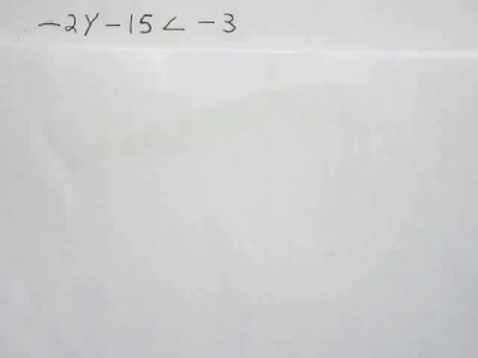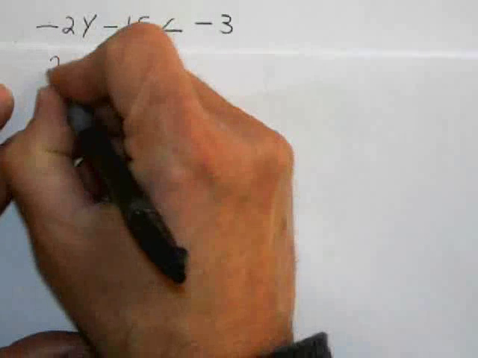In this video, we're going to look at another multi-step inequality, this time working with negatives. We start off with negative 2y minus 15 is less than negative 3. All right, I'm going to rewrite my problem so you can follow my steps.